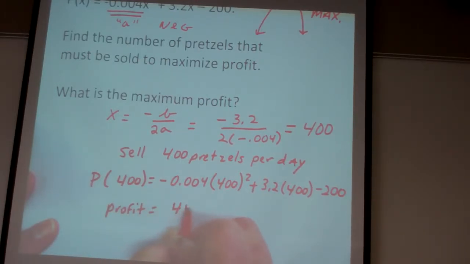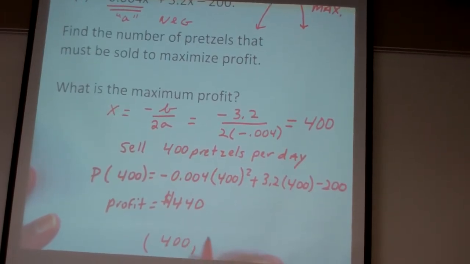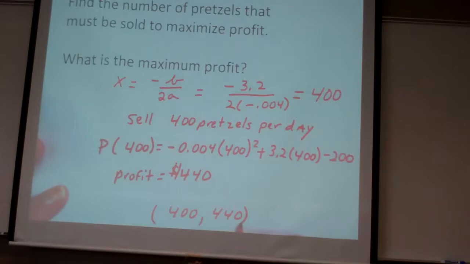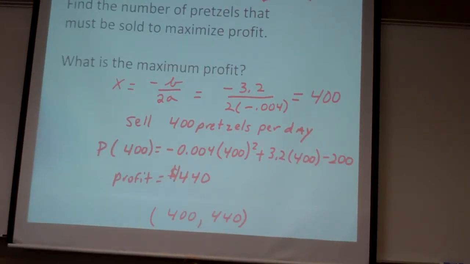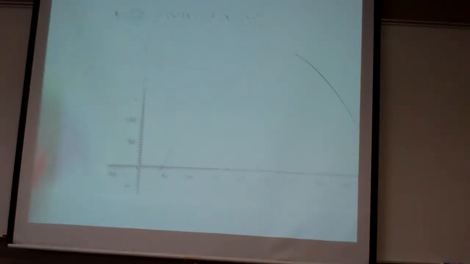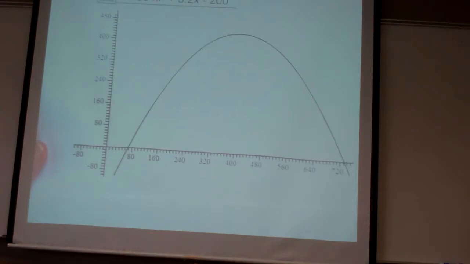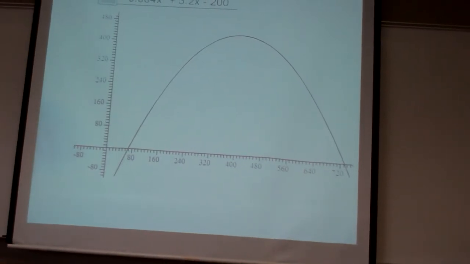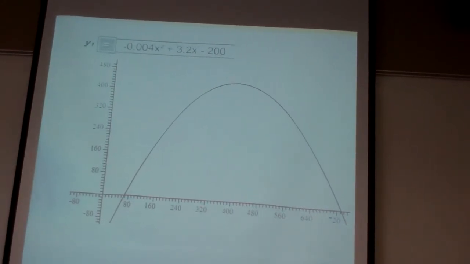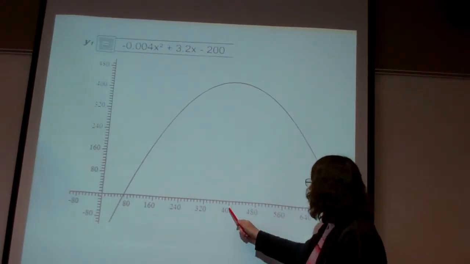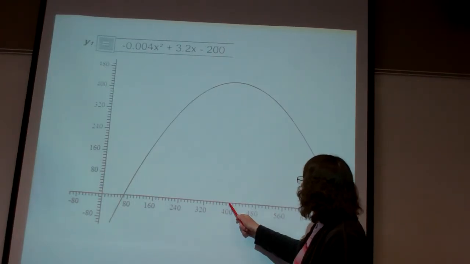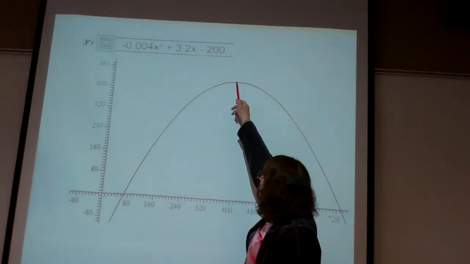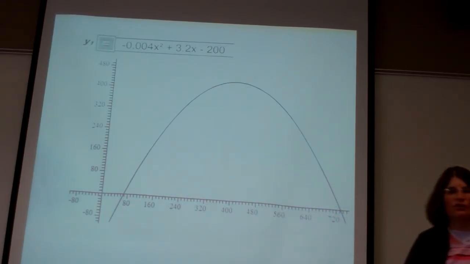we end up with our profit equaling $440. So our vertex is 400, 440. Again, the idea of using graphing software to come up with the same answer. This is a copy of the graph after we've used some graphing software. So we can again see that when we have x, or the number of pretzels, 400, we can clearly see that the maximum is at 440.